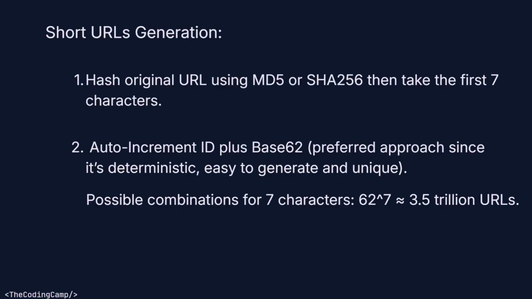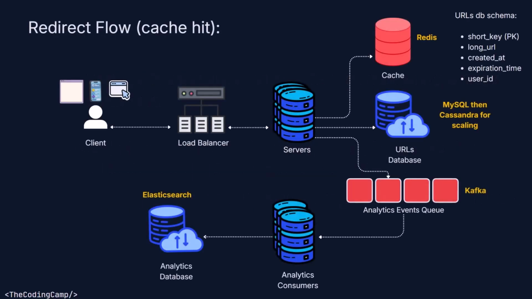This is the redirect request flow. User opens short URL, load balancer routes request, API checks Redis. If cache hit, redirect immediately, otherwise query the database, update the cache and redirect the user, then push analytics event to Kafka.